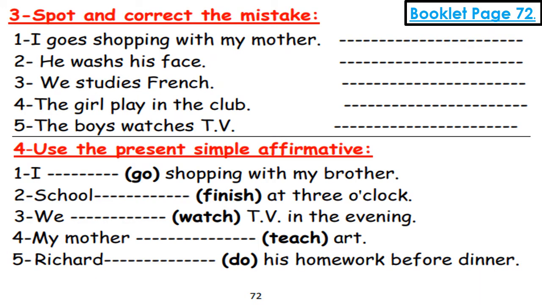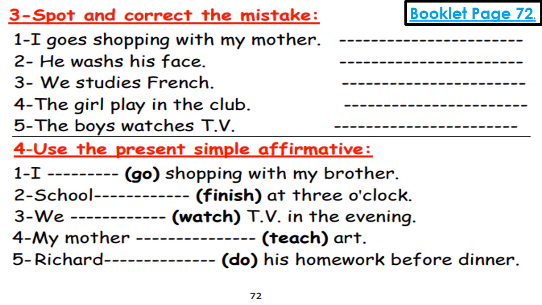We are now in exercise number 3 on page 72. Spot and correct the mistake. We are going to read the sentence, spot or figure out the wrong, and after that we are going to correct it. Number 1, I goes shopping with my mother.